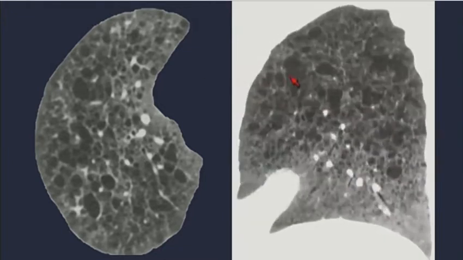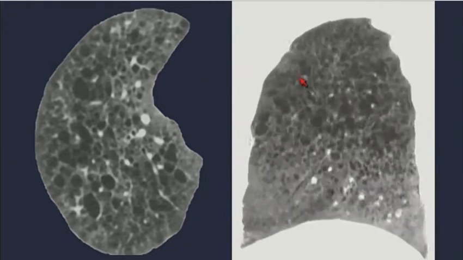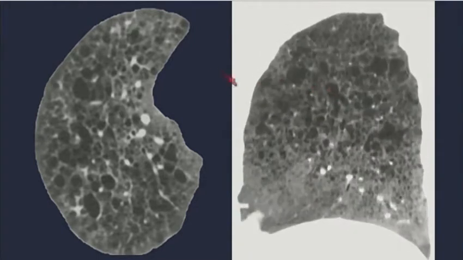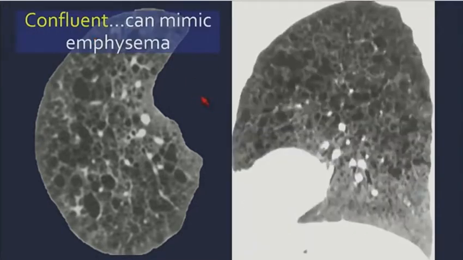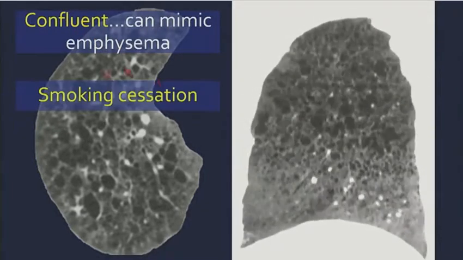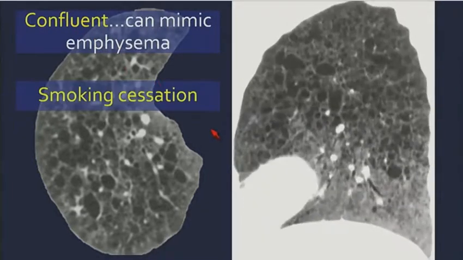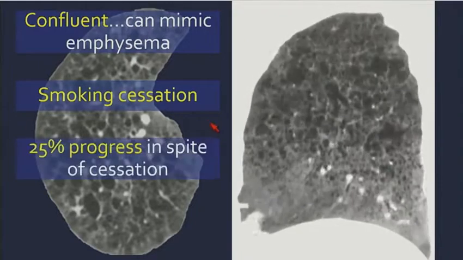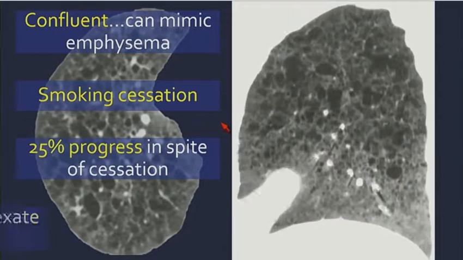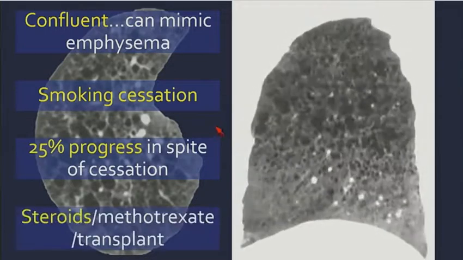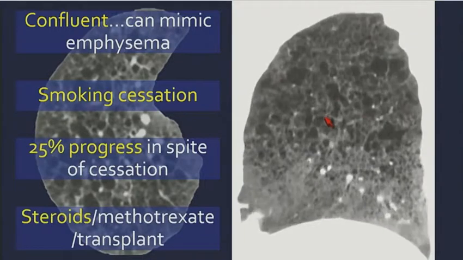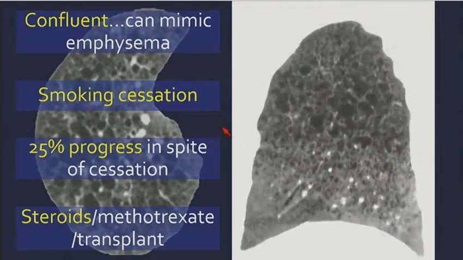And a lot of this morphology is due to the fact that this is a bronchiolar disease. And so when the cavities form, they form around the bronchioles here. It's confluent. When it's confluent, it can mimic LAM, end-stage LAM, and end-stage emphysema. Smoking cessation, of course, is the treatment of choice here. However, 25% of these can actually progress in spite of smoking cessation. And steroids and methotrexate, and in the end stages, for example, this patient was being considered for lung transplantation.